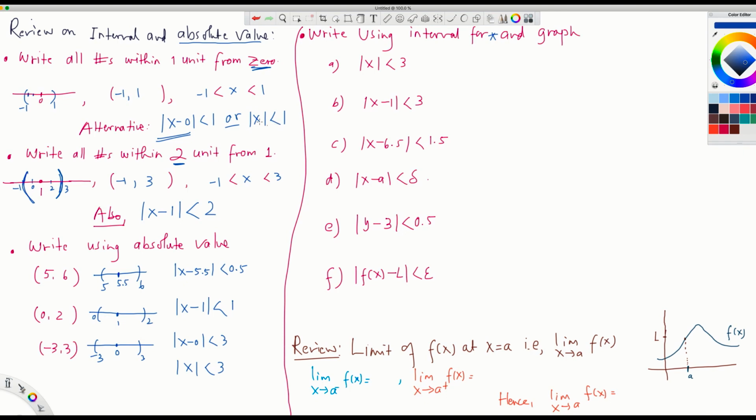Okay, but for now what I'm trying to do is, if there is an absolute value given, what you do is remove the absolute value. You write this number on the left with a negative sign and this number on the right as it is, and then write x without absolute value in the middle.